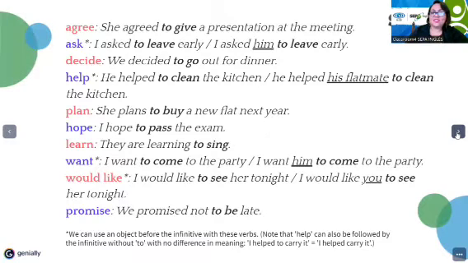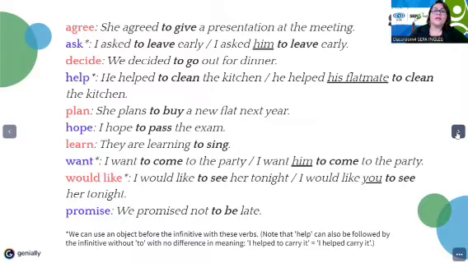Agree: She agreed to have a presentation at the meeting. Ask: I asked to leave early. I asked him to leave early. Decide: We decided to go out for dinner. Help: He helped to clean the kitchen. He helped his flatmate to clean the kitchen. Plan: She plans to buy a new flat next year.